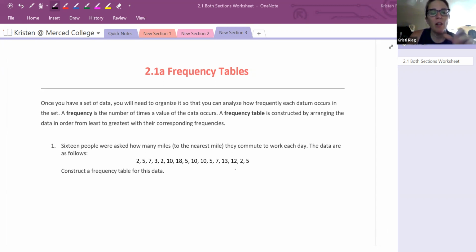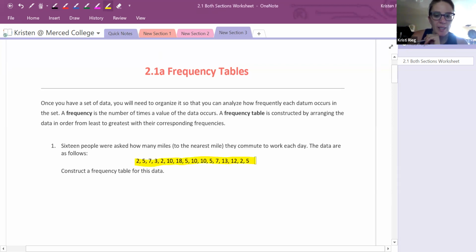A frequency table is all about organizing data in order to be able to understand it better. Because as you can see from this list right here, this is number one, 16 people were asked how many miles it takes to commute to work each day. Okay, cool. It's just a bunch of numbers. There's nothing really we can get from this information.